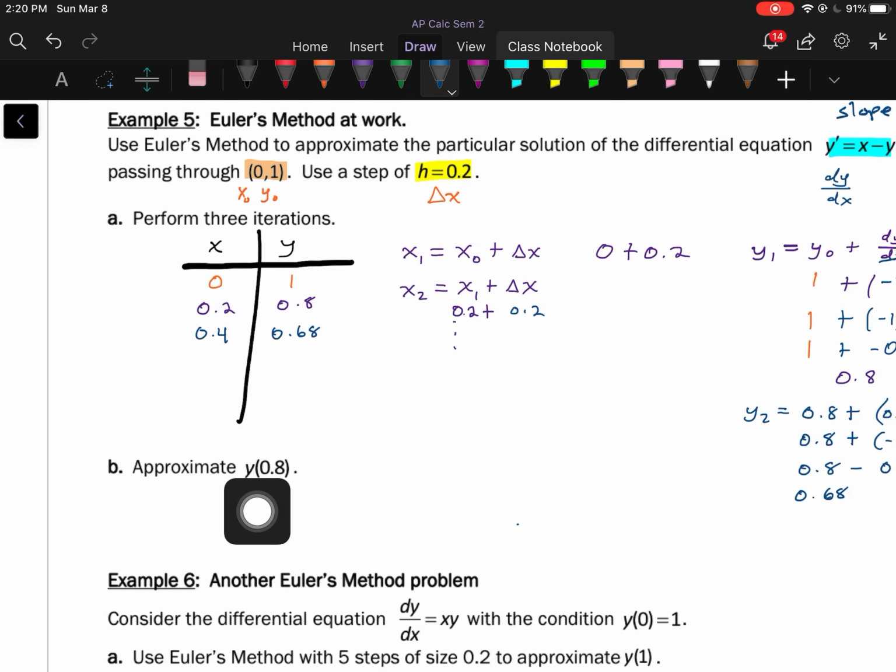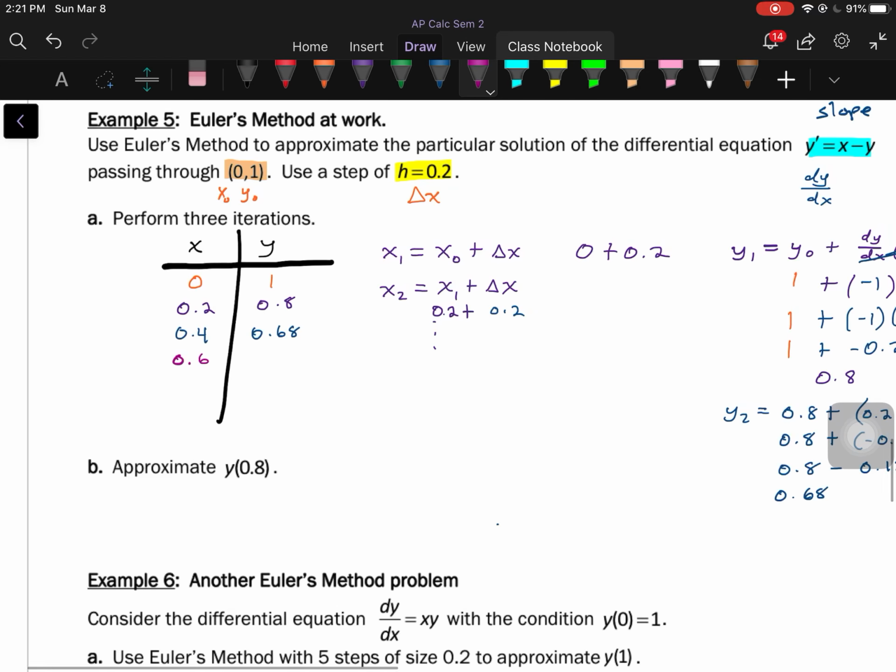To approximate y of 0.8, that means that x would have to be 0.8, and I need to do 2 more iterations of this. Okay? So 0.6. That's the next one. Why? Because x sub 3 would be x sub 2 plus the delta x, and x sub 2 was 0.4 plus 0.2. I guess technically this is the 3rd iteration, so I apologize, but that's okay.